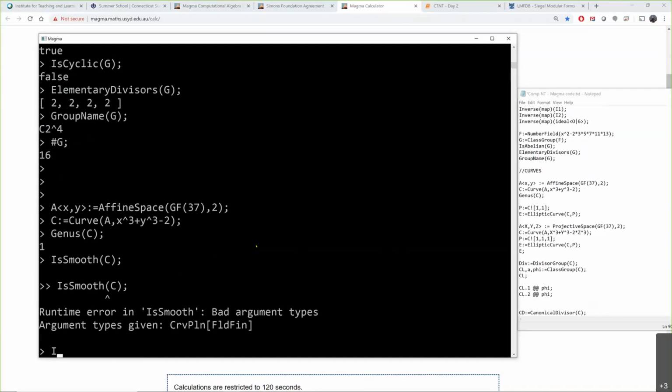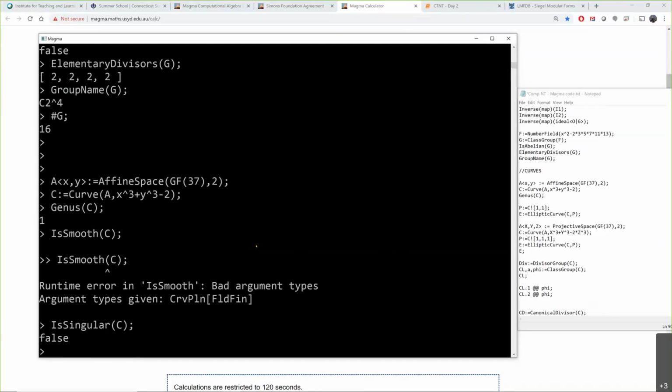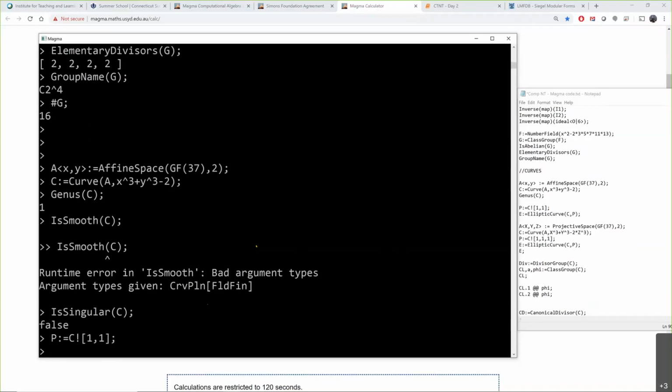It's singular? False. At least this affine patch, I'm not sure if it's checking yet the projective, so we'll check next in projective, but at least it's in affine. This is non-singular, and we have a point. We have a point because 1 plus 1 equals 2, so 1 cubed plus 1 cubed equals 2. So at least I have 1 point given by 1, 1, right?